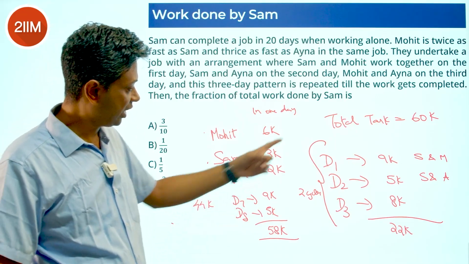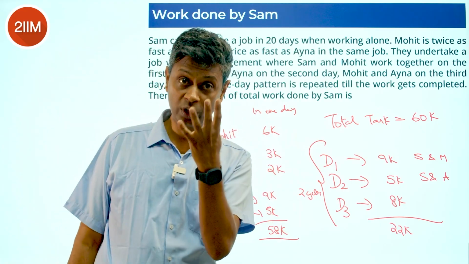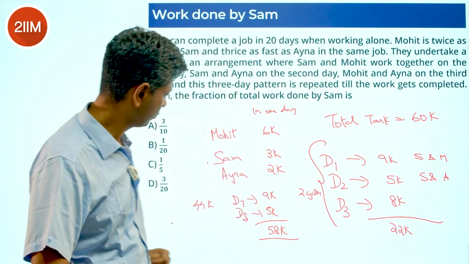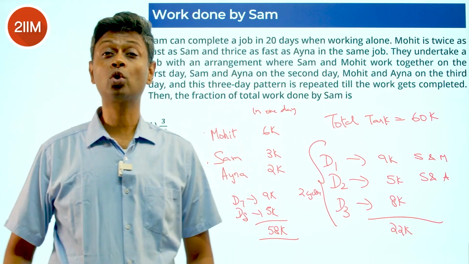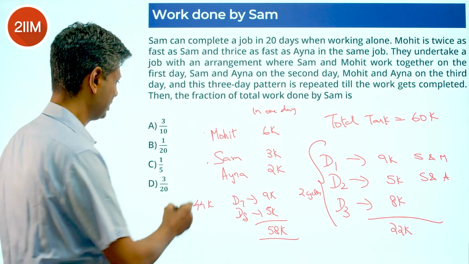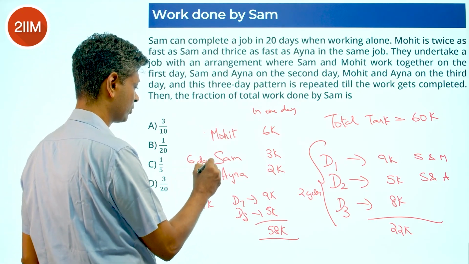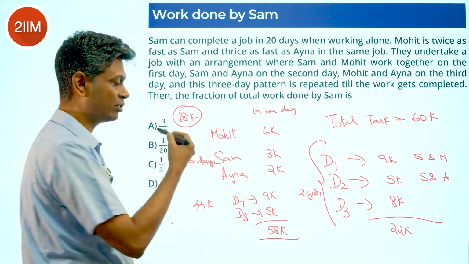So Sam would have worked day 1 and day 2, 2 in the first cycle, day 4 and day 5, 2 days in the second cycle, 4 days, day 7 and day 8. So Sam worked for a total of 6 days totally. I'm interested in only what Sam does. Sam works for 6 days. So Sam does 6 days into 8, 18k of the task on his own.